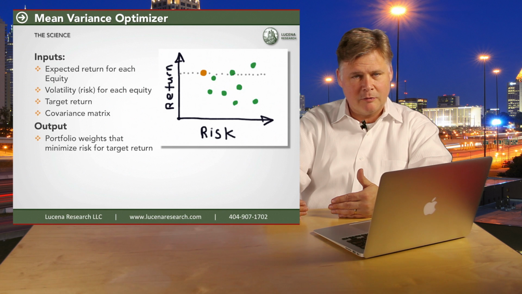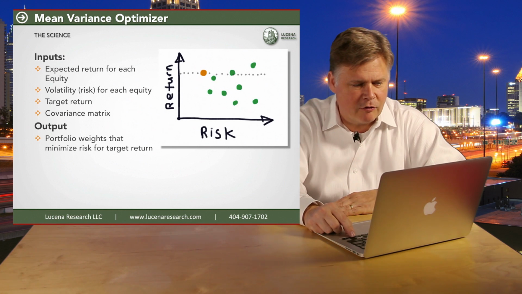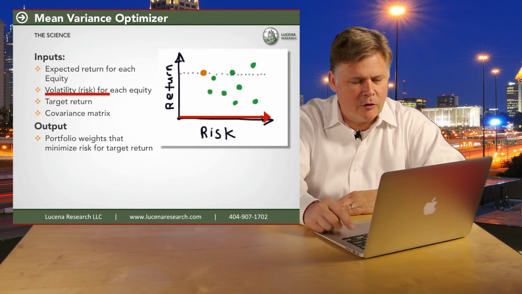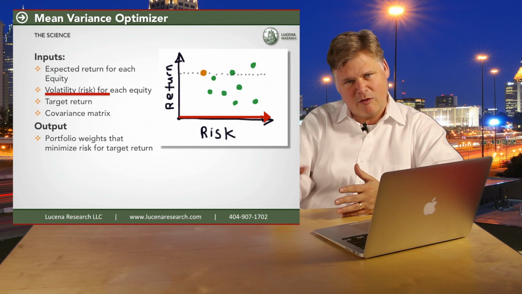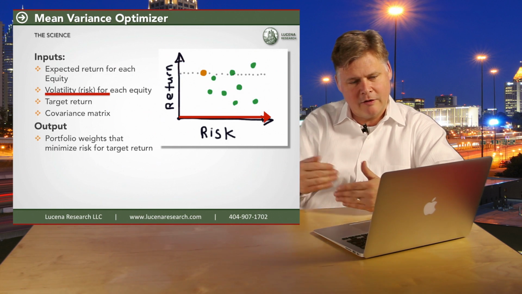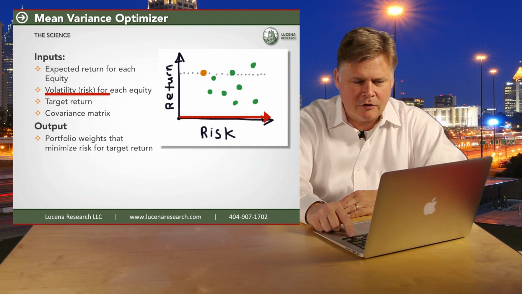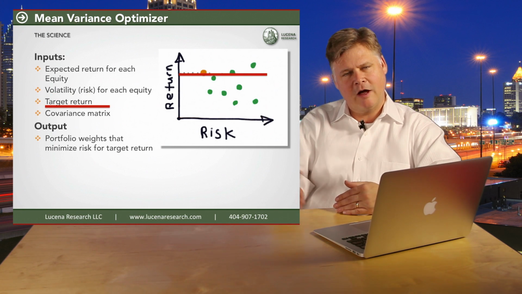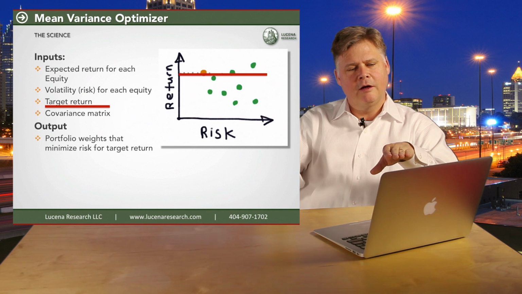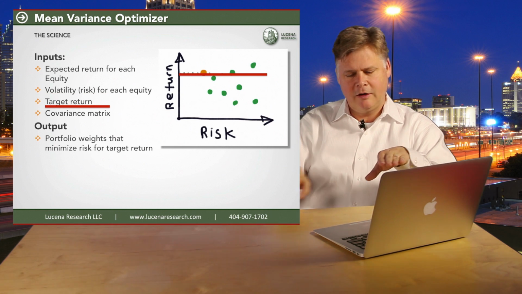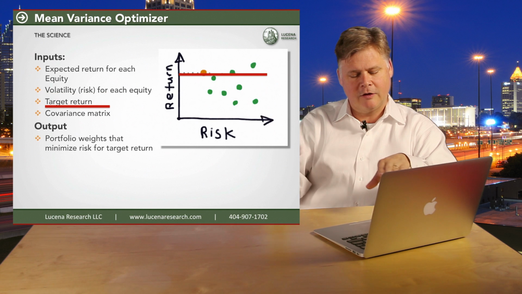What do we expect to see as a return for each equity? Also a measure of risk for each equity, and you see there each of our green dots represents an equity on this map. A target return, so you can ask the optimizer, look, I want to get this target return, and find for me the lowest risk portfolio. So that's the thing you've got to give it.